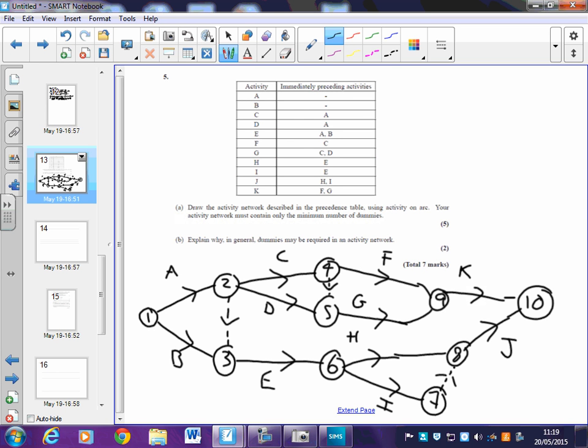Okay, part B says explain why, in general, dummies may be required in a network. Now, we've got 2 reasons for dummies. I've got the one between 2 and 3, which was the dependence reason: C and D needed A alone, whereas E needed A and B together. And I've also got the one between 7 and 8, which is the one where they're not allowed to start and finish at the same time.